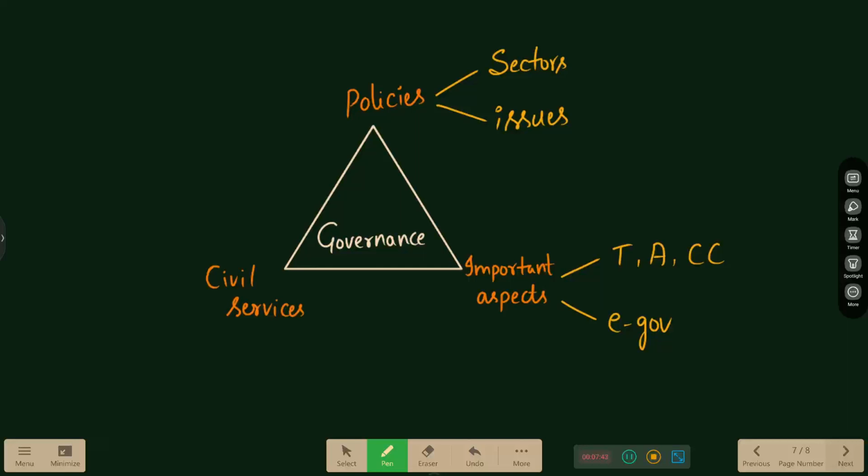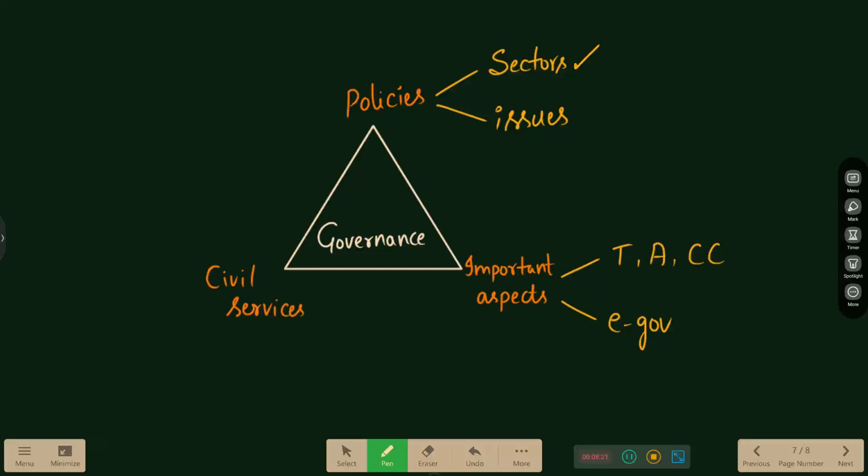in the syllabus. So first is related to policies, second is important aspects, or you can say components of governance, and third is the role of civil services. Now coming to the first point, you need to know the policies enacted by the government for development in various sectors. You need to know the policies enacted for the development of various sectors, and also issues arising in the design and implementation of this policy.